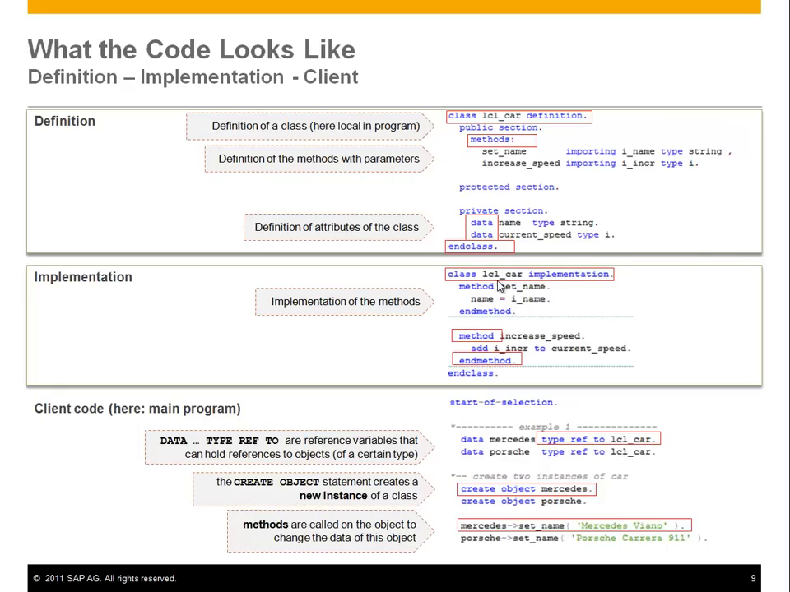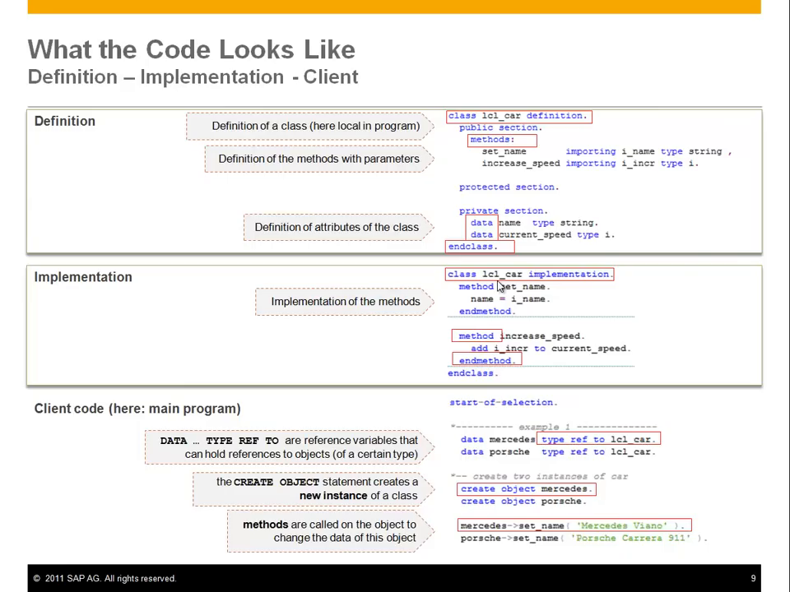So we have class definition, class implementation. In the implementation, we have only the method implementations with their code. And then you want to, of course, look at how do I use this stuff, right? How do you use these classes? And so we look at the client code. Client code is code that would use these objects.